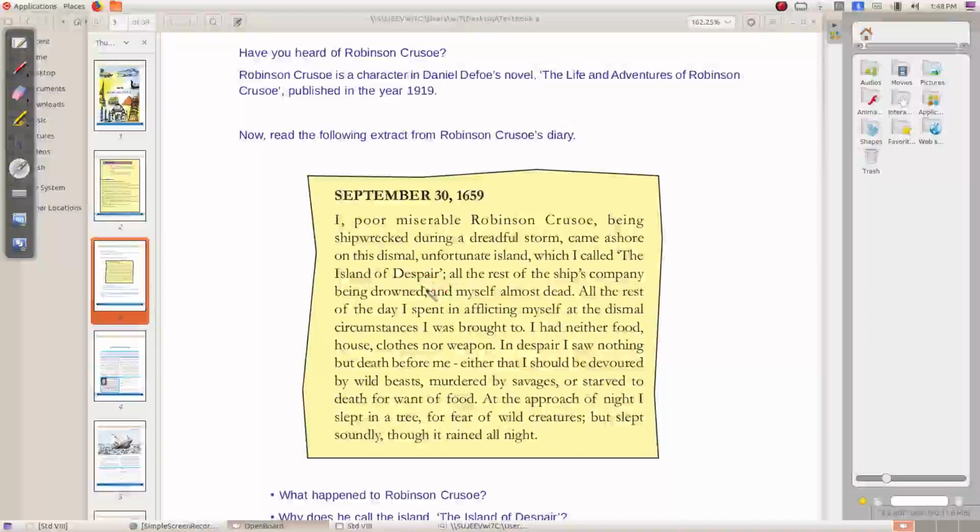And despair means one who is completely dejected. There is no hope for any good thing.